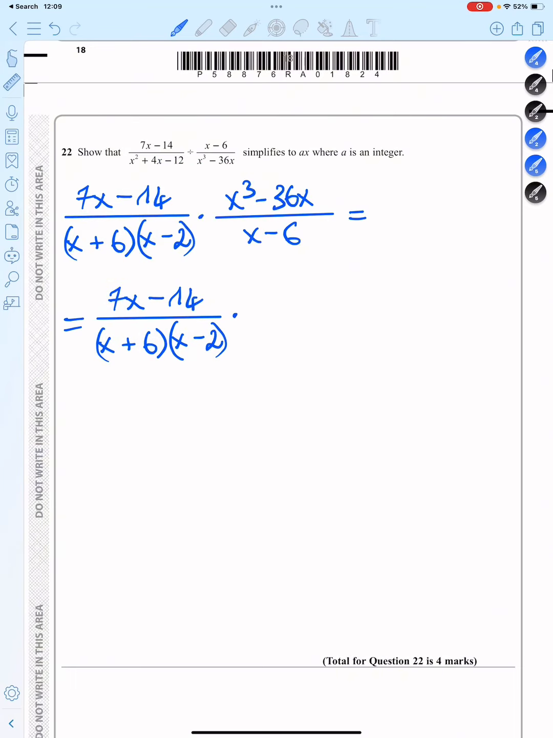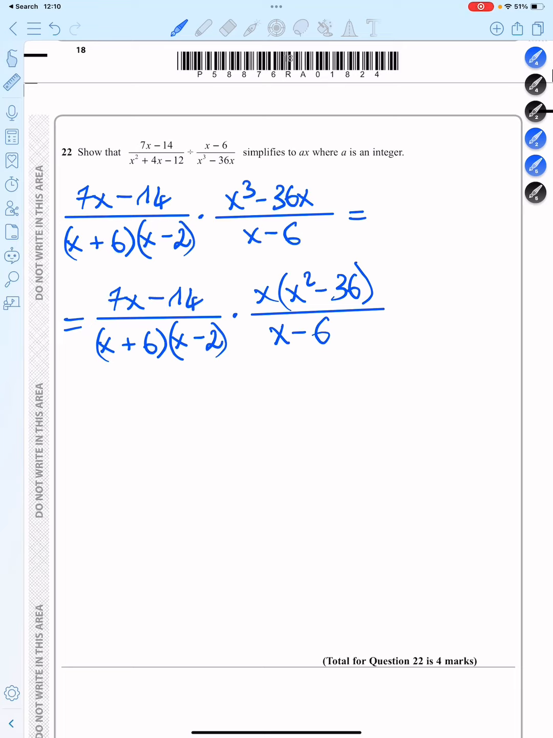Whereas this one here, we have an x in common, right? So I'm going to take x out. I'm going to factor out x, and I'm going to be left with x squared minus 36 over x minus 6. Now, this one can be factorized as well because it's the difference of squares. 36 is 6 squared, and we have x squared here.